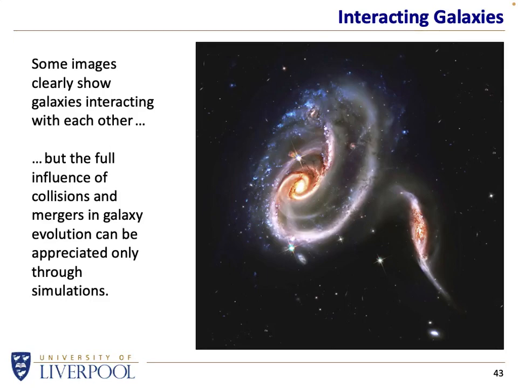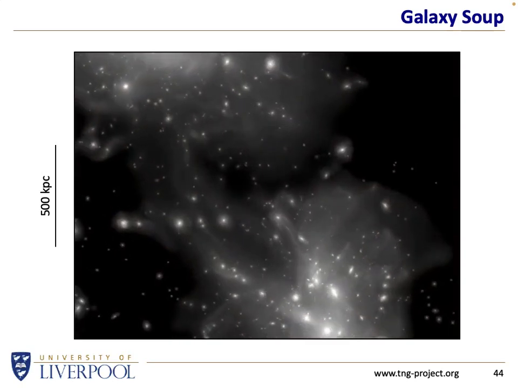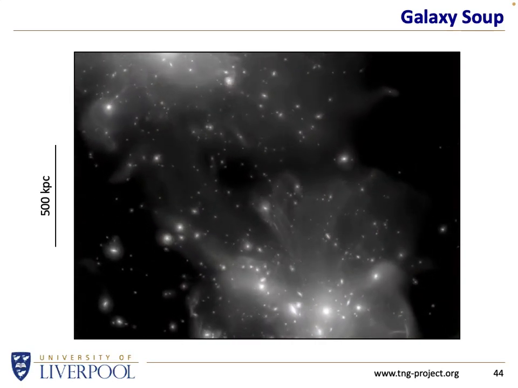And we can tell from lots of pictures like this that galaxy interactions happen. But we can only really understand the influence of interactions between galaxies, and indeed of collisions and mergers between galaxies, by running simulations to say, what if? What if we have a lot of galaxies? How do they behave? And then we're back to the illustrious calculations again.